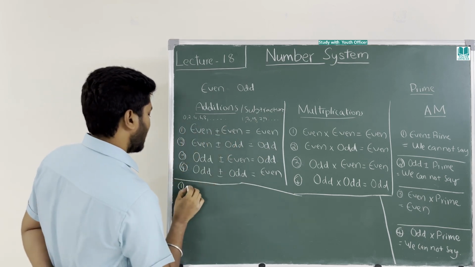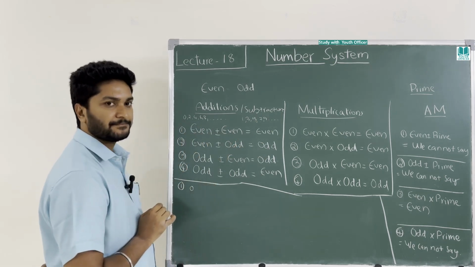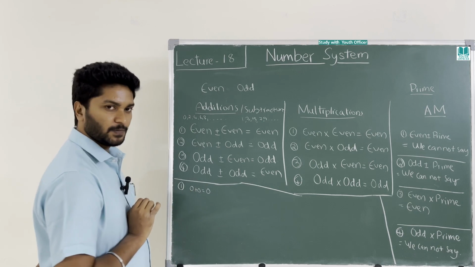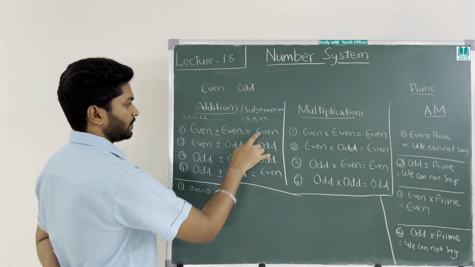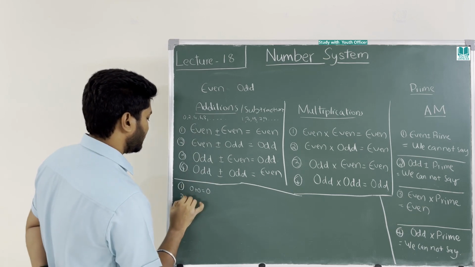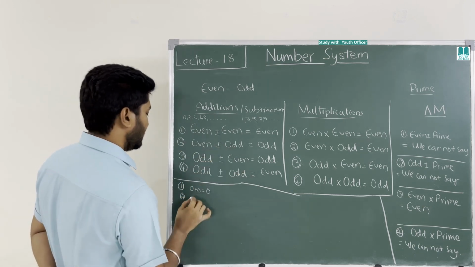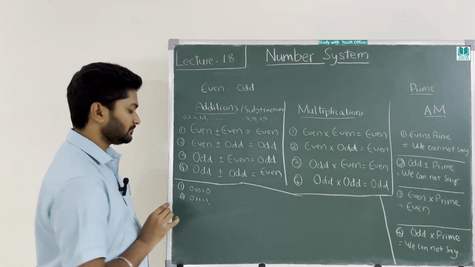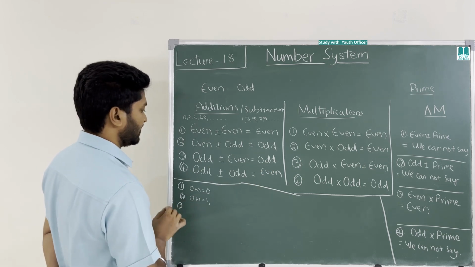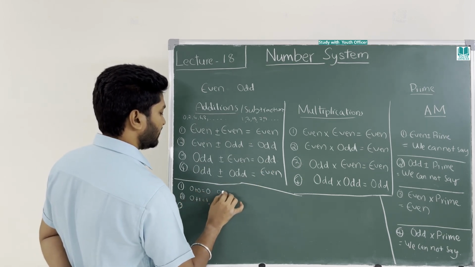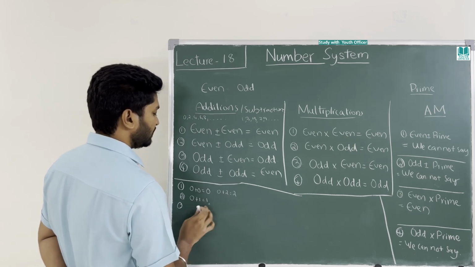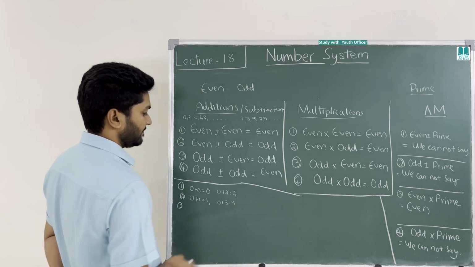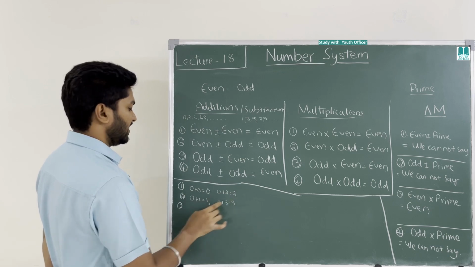Even plus even, I will take even number 0. One more even number 0 I will take again. Answer is 0. Number 2, even plus odd. Even I will take 0, odd I will take 1. The answer is 1, odd. Third example, one more example, I will take 0 and next one I will take 3. Either way you get an odd number. Either way you will get an even number.